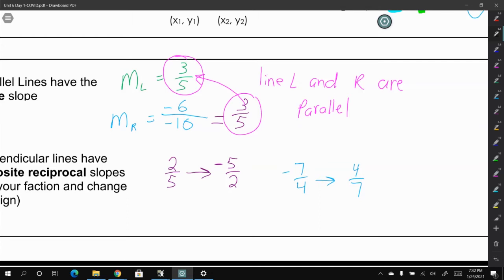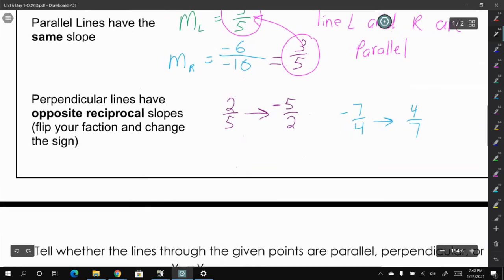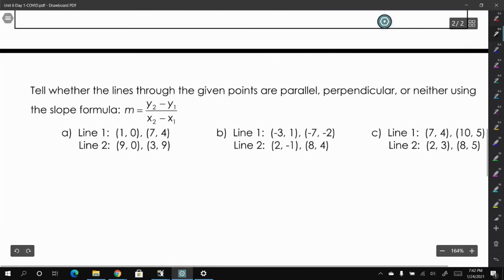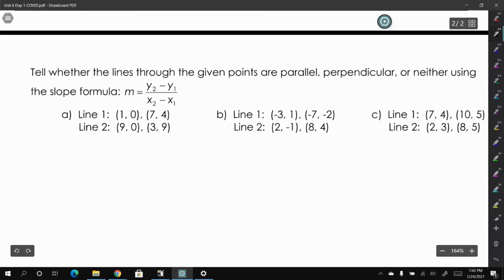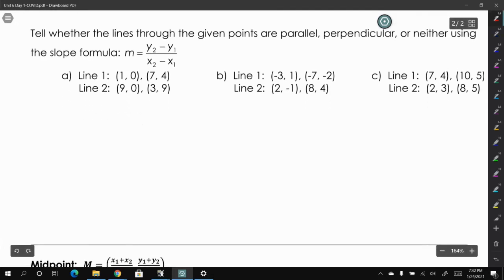So let's look at the next page. And we're going to tell whether these lines are parallel, perpendicular, or neither using the slope formula. So let's start with the slope of line 1. And we can write y2 minus y1. Let's write these out. And then you can label your points.